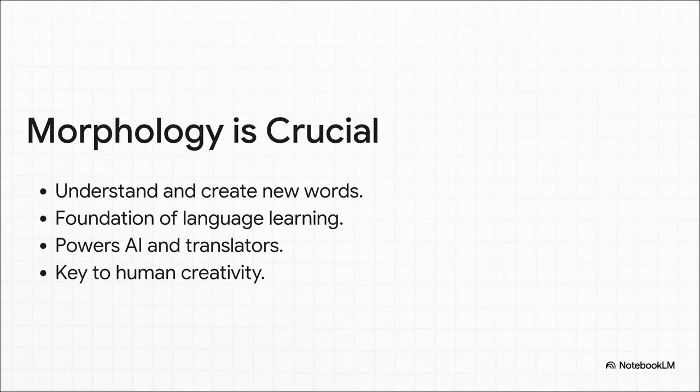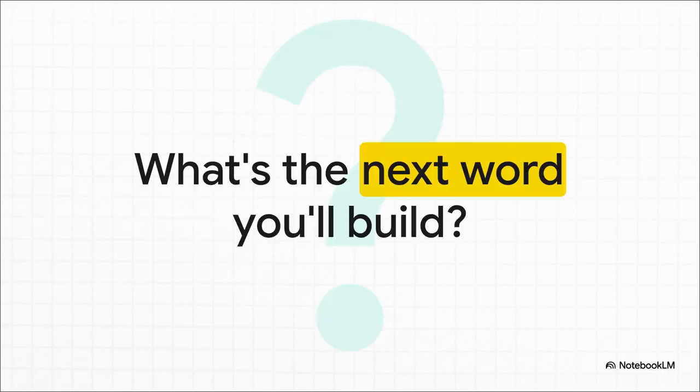Plus, the tech we use every day, search engines, AI assistants, online translators, is all powered by these very same rules. It is a key ingredient in human creativity. So the next time you hear a new word, or even make one up yourself, you'll know the secret architecture that makes it all possible. It's not magic, it's morphology. Which leaves just one question. What's the next word you'll build?